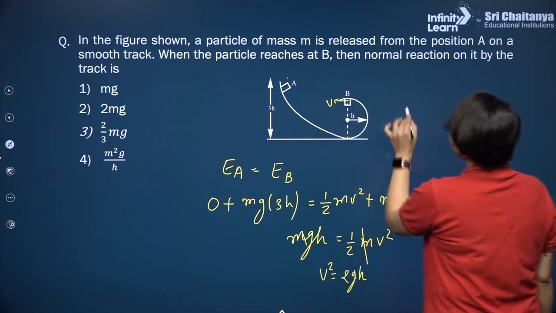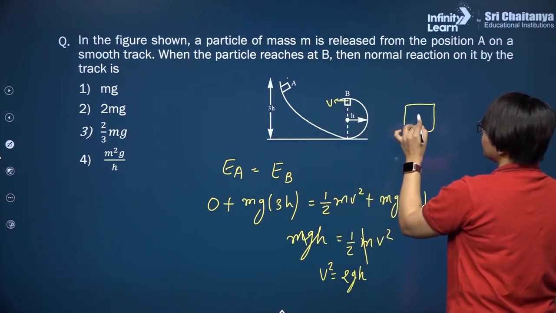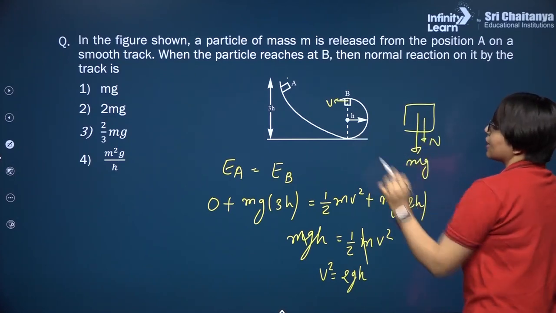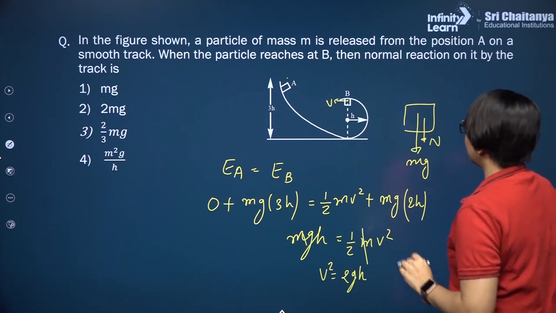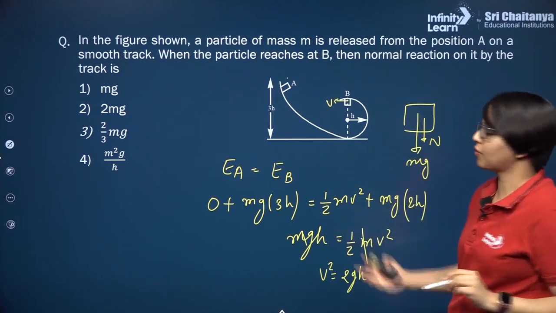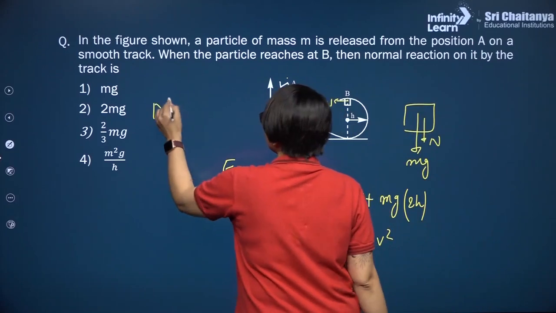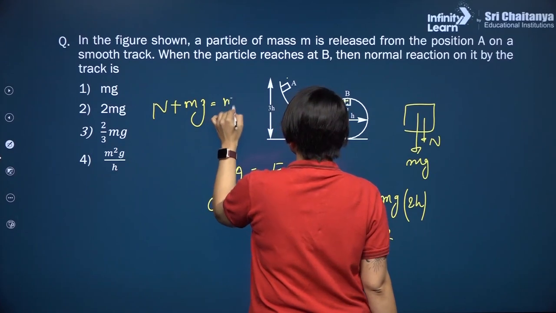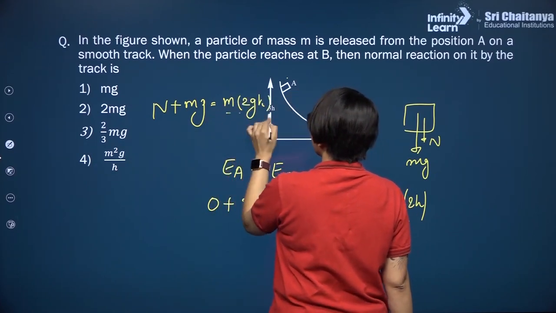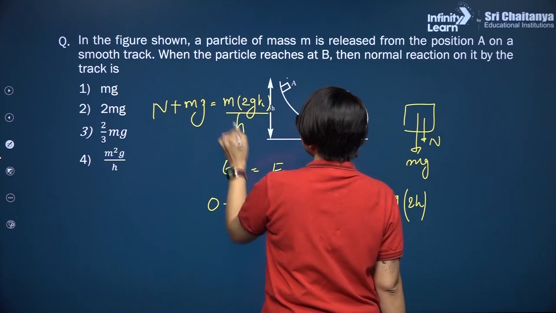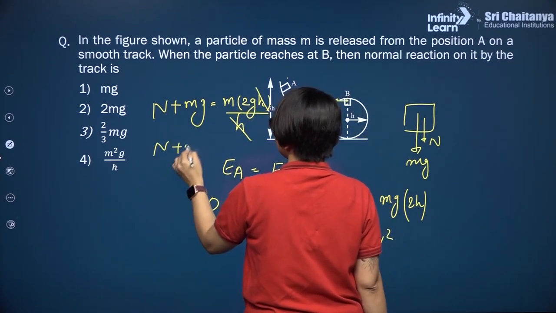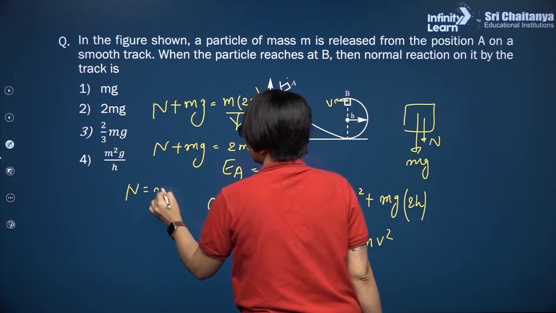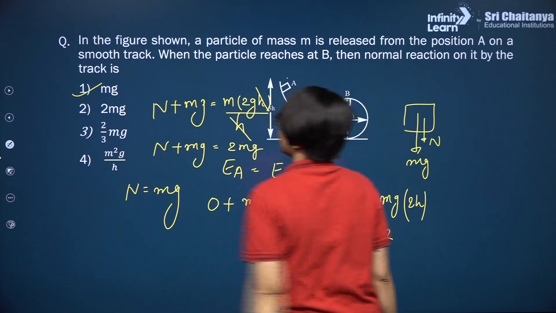Right, now let's draw the FBD of the block at point B. So mg will be downwards, normal will be downwards. Now these two forces are nothing but the centripetal force, right? The combination of these two will be the centripetal force of block B. So N plus mg is equal to mv square upon r. mv square is 2mgh, divided by r, which is h. h cancels, so N plus mg is equal to 2mg, right? So N is mg, which is option 1.